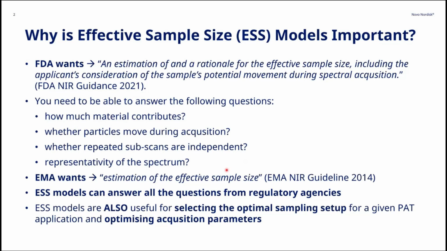EMA has a very short sentence, just an estimation. But we developed mathematical models, so mechanistic models, to answer all these questions for a variety of sampling accessories. We can also use these models to select the acquisition parameters, and to work proactively to reduce the spectral variance, once we understand what parameters affect the effective sample size. So there are regulatory needs for this, but also development needs when we develop our PAT applications.